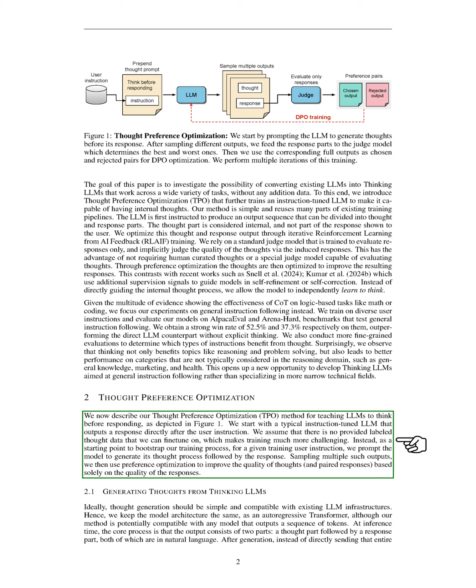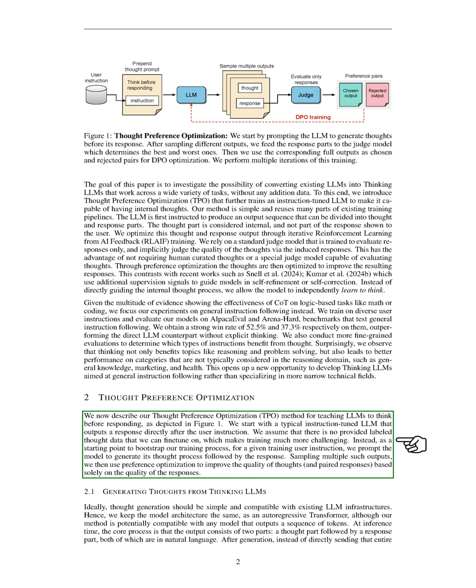Since we don't have labeled thought data for fine-tuning, we face a challenge in training. To kickstart our training, we prompt the model to generate its thought process followed by its response for each user instruction. By sampling multiple outputs, we then use preference optimization to enhance the quality of these thoughts and their corresponding responses based on the response's quality.